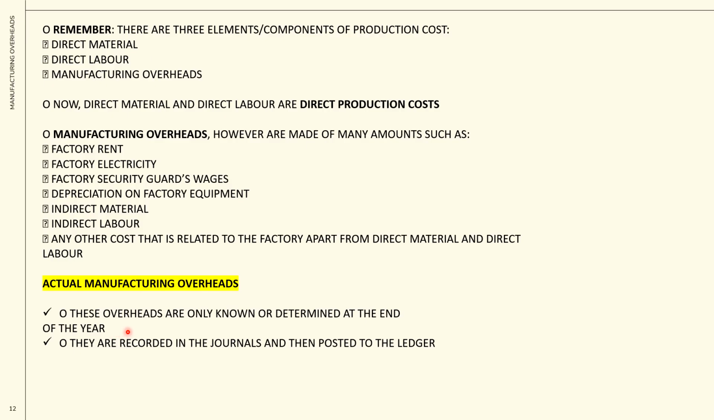manufacturing overhead. Okay, management can budget the overheads and say for this year we must spend 200,000 for overheads, but actually we are going to see at the end of the year or at the end of the period how much we actually spent. Okay, we can't predict. Prediction is done in planning, in budgeting. Okay, so actual overheads are only known or determined at the end of the year. They are recorded in the journals and then posted to the ledger. Okay, fine. Let's go to the next. Remember, we're talking about actual manufacturing overhead. Let's go to the next slide.